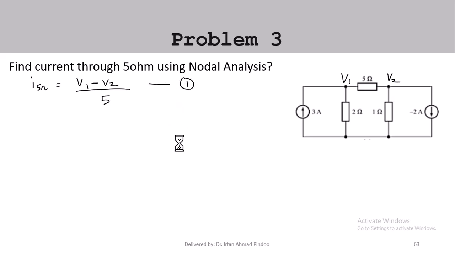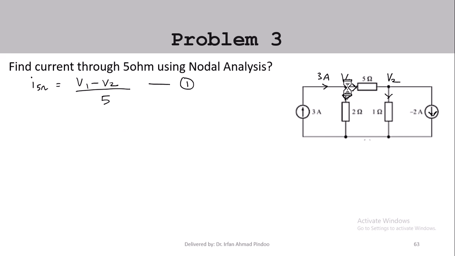Now once we apply nodal analysis, we should be clear about the currents of each and every branch. Suppose we know that this is a 3 ampere current moving upwards. The currents in the 2 ohm and 5 ohm are not given, so we have to assume them ourselves. I am giving these directions randomly, and similarly here we can assume the direction, and this direction is already given as minus 2.